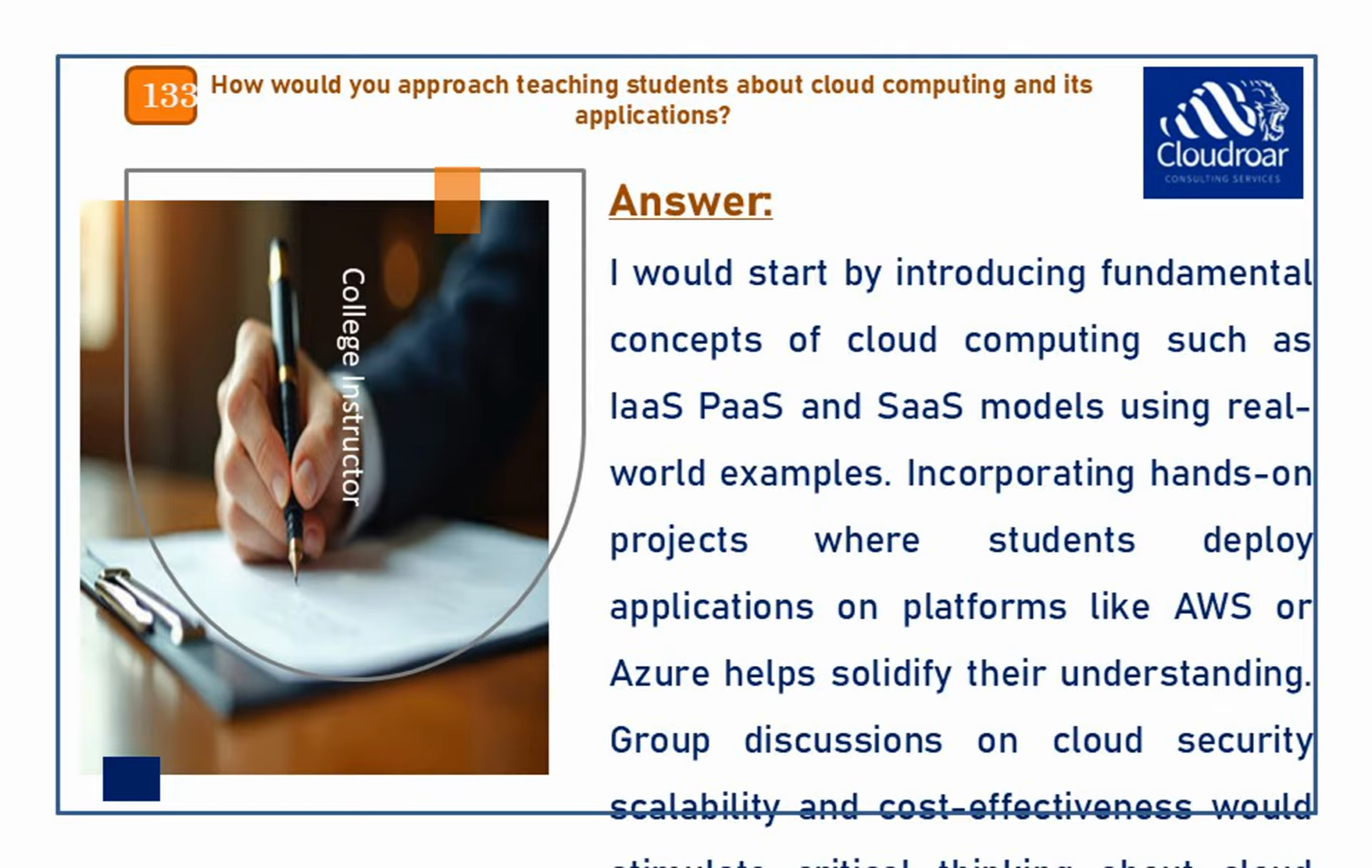Question 133. What role do you think interdisciplinary collaboration plays in community college education? Interdisciplinary collaboration is crucial in community college education as it prepares students for the interconnected nature of today's workforce. By integrating diverse fields, such as combining technology with business or art with environmental science, students gain a holistic understanding of real-world issues. I would advocate for cross-departmental projects where students from different disciplines collaborate on problem-solving tasks.